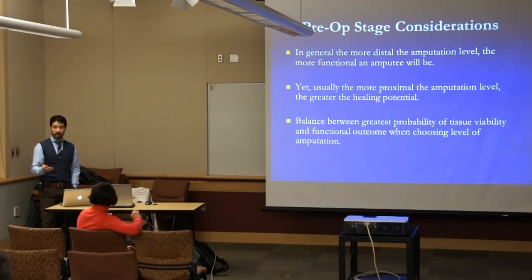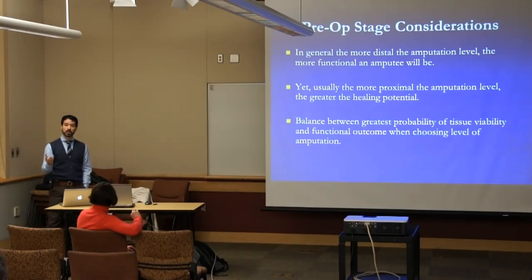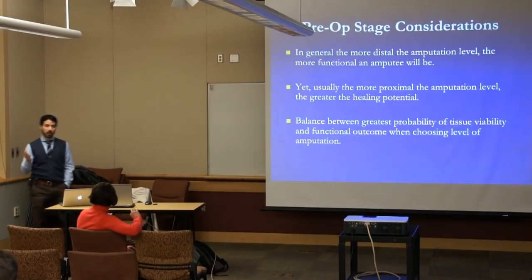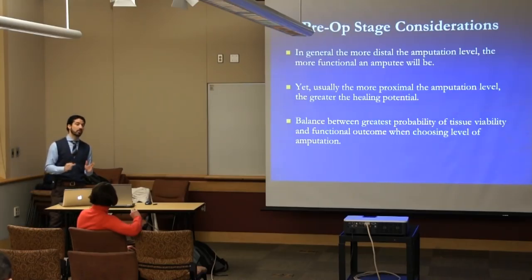Another example is a Syme. There is controversy over whether a Syme or an ankle disarticulation amputation is an appropriate level, or whether a transtibial, which is clearly you're going more proximally, is going to be a more functional level. Obviously, if you're not cutting through the tibia, you have a potential weight-bearing surface that's nice. Do people actually use that? And how tricky is that to fit from a prosthetic standpoint? There's some problems with it.